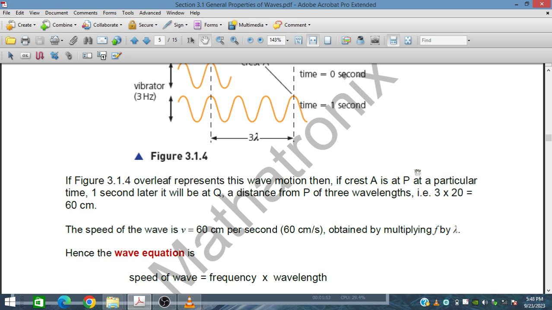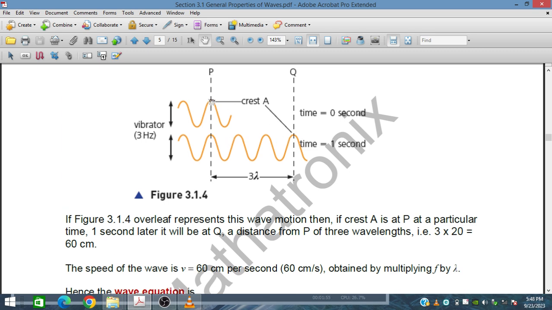Then if crest A is at point A, this point, from here these waves travel to reach here. This point moves to this point. Point A moves to this point after 1 second. At 0 seconds it was here, and after 1 second it was here. So 3 wavelengths pass in 1 second, and each wavelength is 20 centimeters. So 3 wavelengths is 60 centimeters.